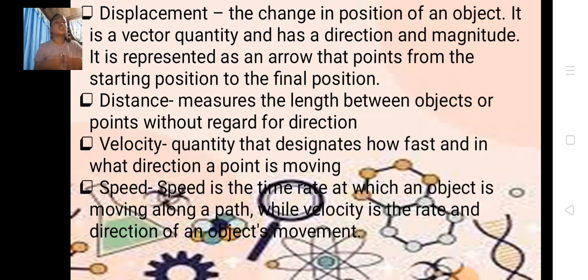The distance is how far it is, how much length is consumed, but without regard for direction. It has no direction; only the length matters. Next is velocity, a quantity designating how fast and in what direction a point is moving. So, velocity matters for fast and slow, and which point it is moving toward. That is an example of velocity.